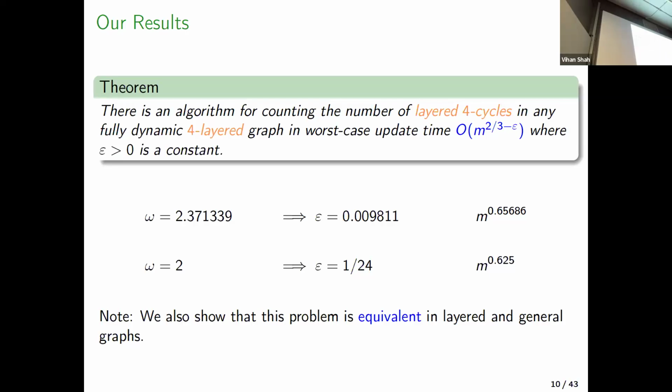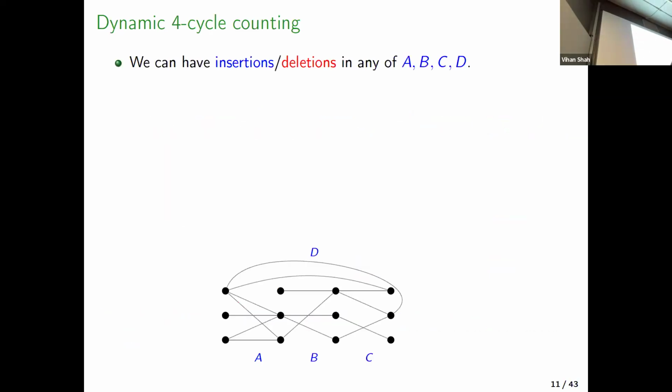Okay. All right. So let's move on. Let me just tell you about the problem again, and we'll reduce it to a slightly different version. So you should think of A, B, C, and D over here as relations that contain these edges of the bipartite graph. So we can have insertions or deletions in any of these layers. Then after each update, you want to output the total number of 4 cycles.